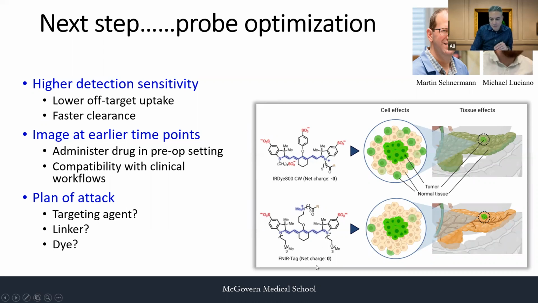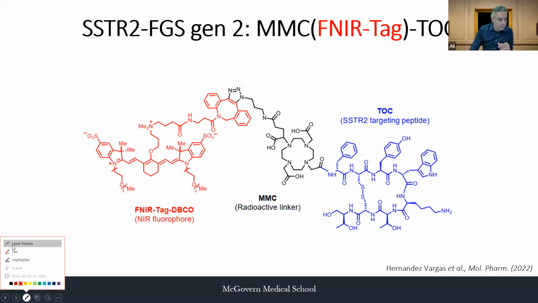His hypothesis was that the charge balance of this compound, compared to the net negative charge of IRDye 800, leads to a lot less nonspecific binding. And they had shown that really nicely with antibodies in their animal models. This dye was developed by an outstanding postdoc in his lab, Mike Luciano. Mike produced a bunch of this material, put DBCO on it, and sent it over to us. Then we were able to produce what we call the Gen 2 compound, which is MMC-TOC with the FNIR-Tag. Construct-wise, you can see it is very similar to our first generation structure, but now you have this charge balanced dye, which in theory will have less interaction with normal tissues.